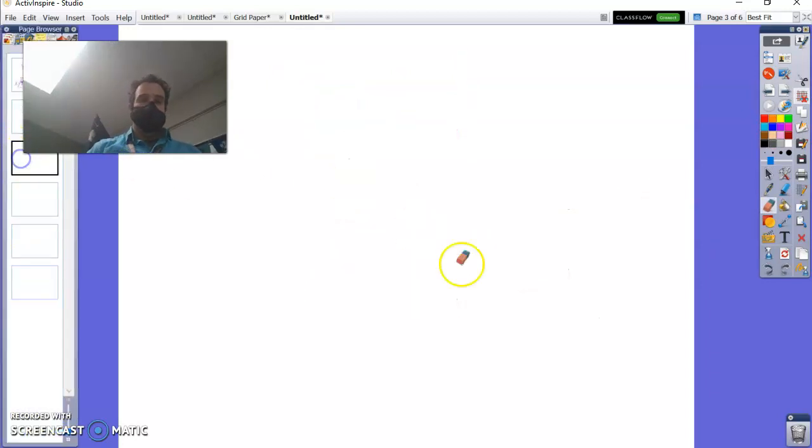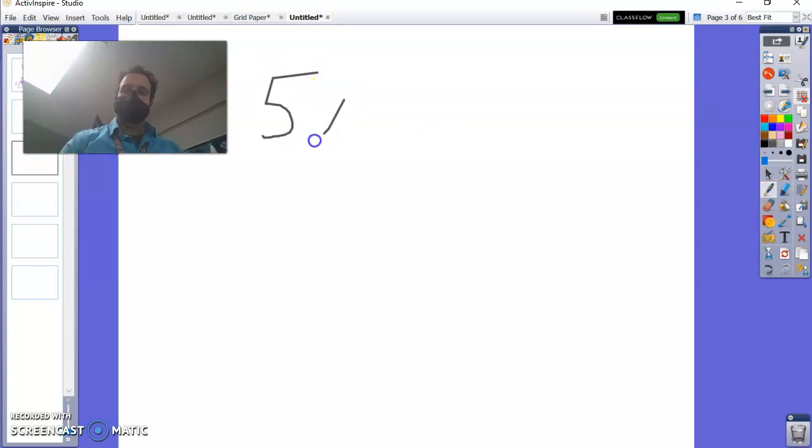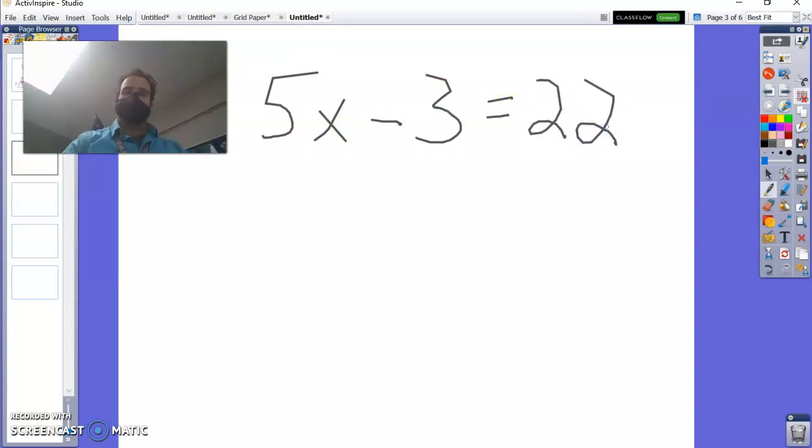Okay. Next example. Let's do 5x minus 3 equals 22. Again, you start exactly the same way. Take a line, split up your equation to a left side and a right side.